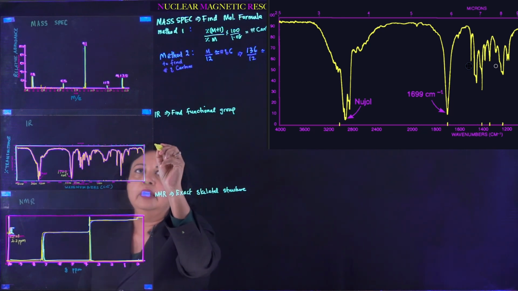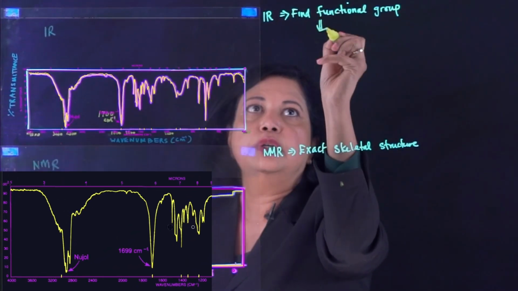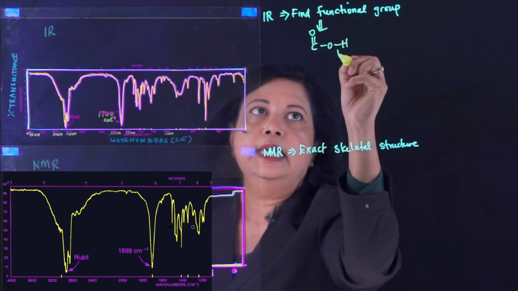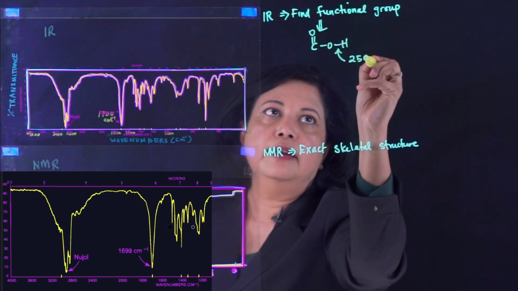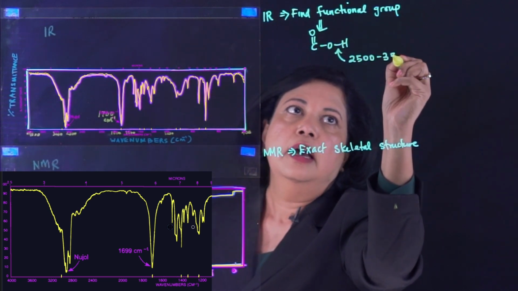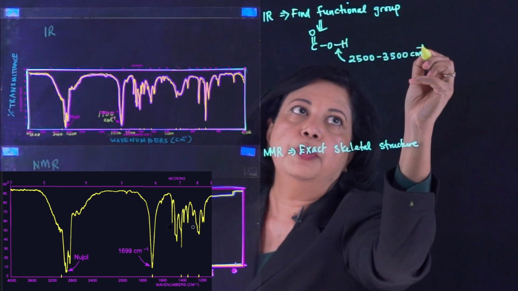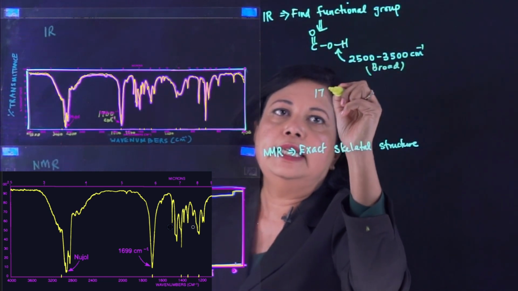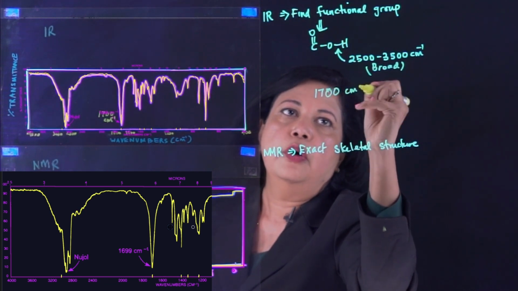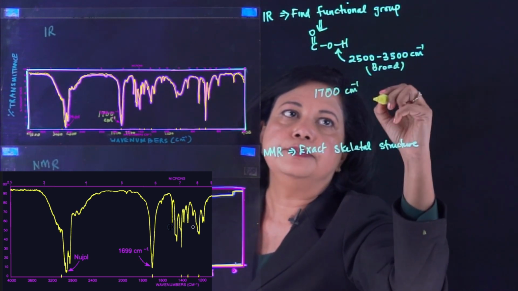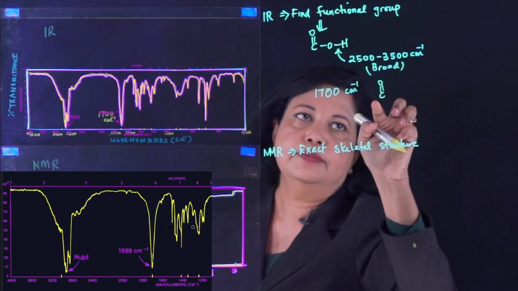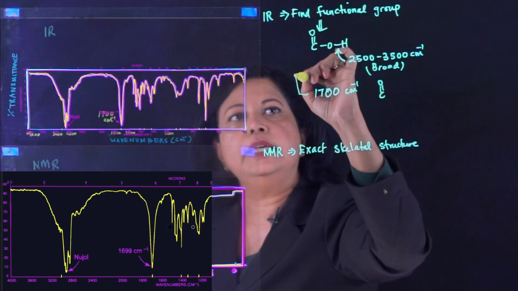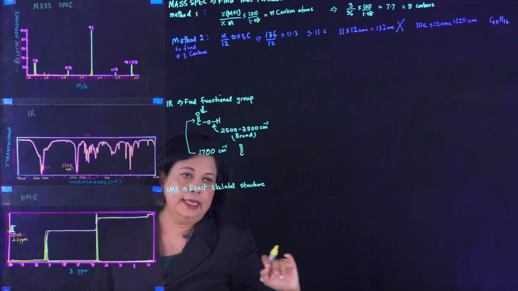So IR information tells us the functional group is a carboxylic acid because we see a 2,500 to 3,500 broad peak, and we see a 1,700 for a carbonyl. And that is for the carbonyl of the carboxylic acid here. Both of these indicate we have a carboxylic acid.